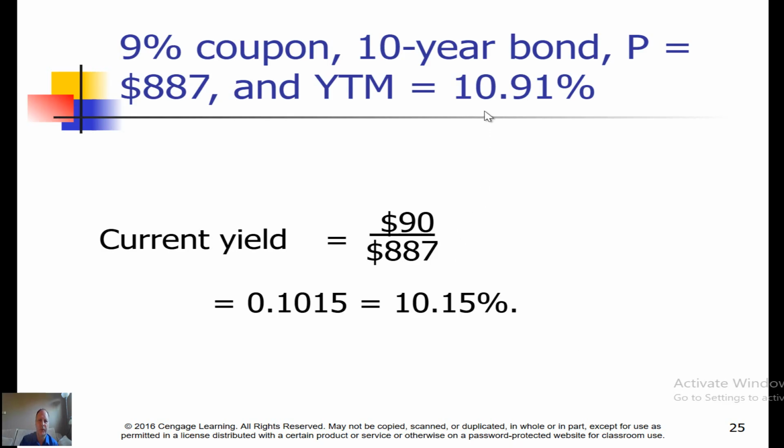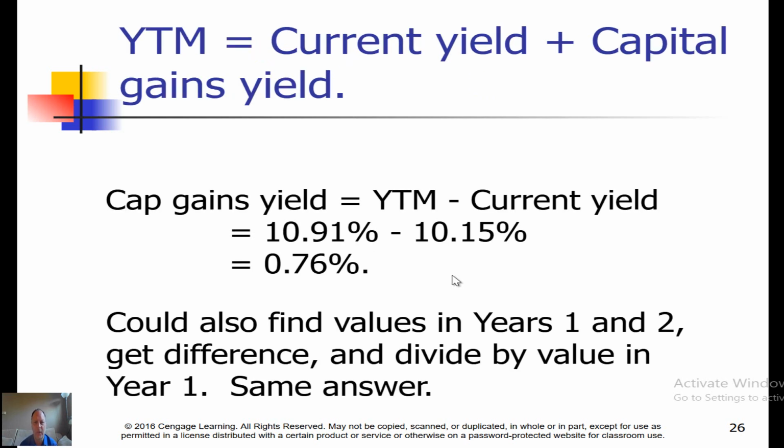And if we know the yield to maturity is 10.91 and the current yield is 10.15, we can take this minus this to get our capital gains yield. So the capital gains yield, yield to maturity minus current yield, 10.91 minus 10.15, is 0.76% positive per year, since our bond is, in this example, going to be trading at a discount. You could also calculate this by finding the bond prices in year 1 and year 2, getting the difference, and dividing by the value in year 1, and in this case, you should also get 0.76%.